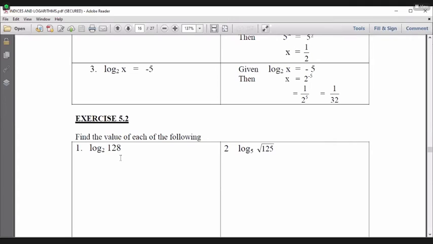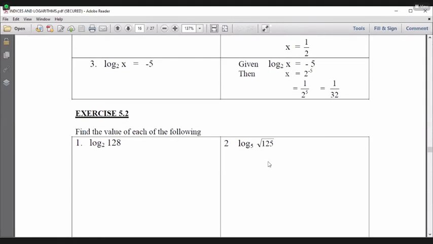Number 2, x is equal to 3 over 2. Because first of all, log to base 5 of root 125 was the same as log to base 5 of 125 raised to the power half. Do you agree? And 125 is the same as 5 cubed. So we have log to base 5 of 5 raised to the power 3 over 2, which by the power rule is 3 over 2 log to base 5 of 5, which is 3 over 2.